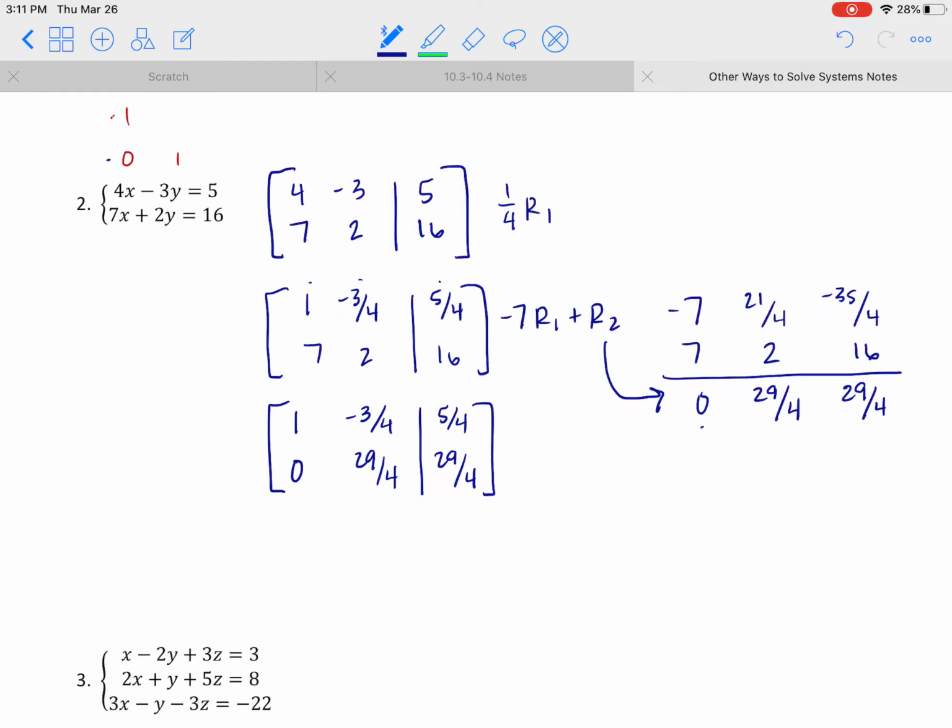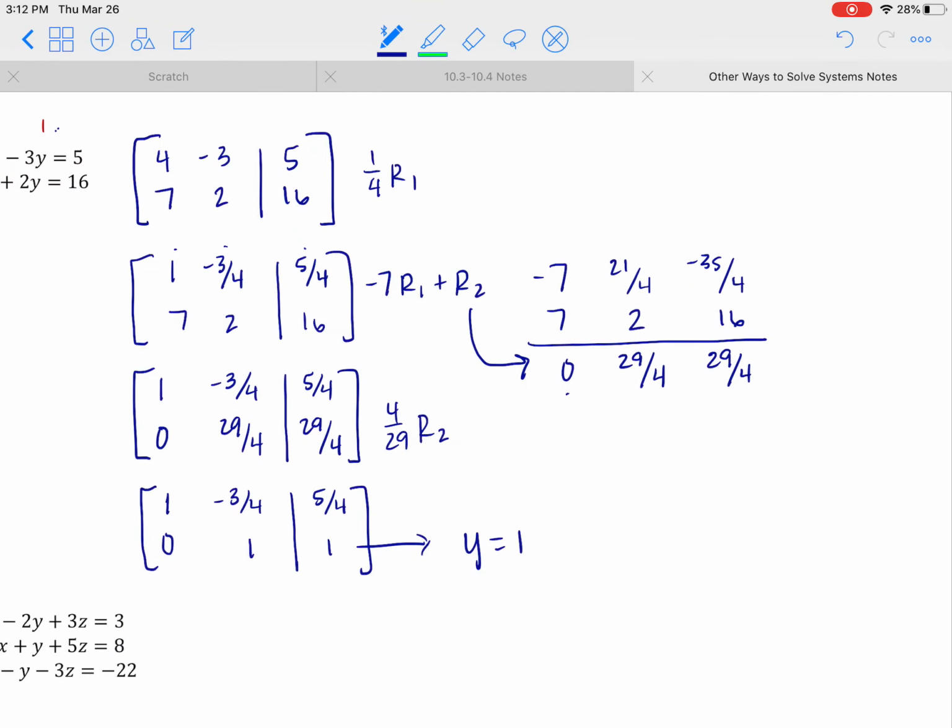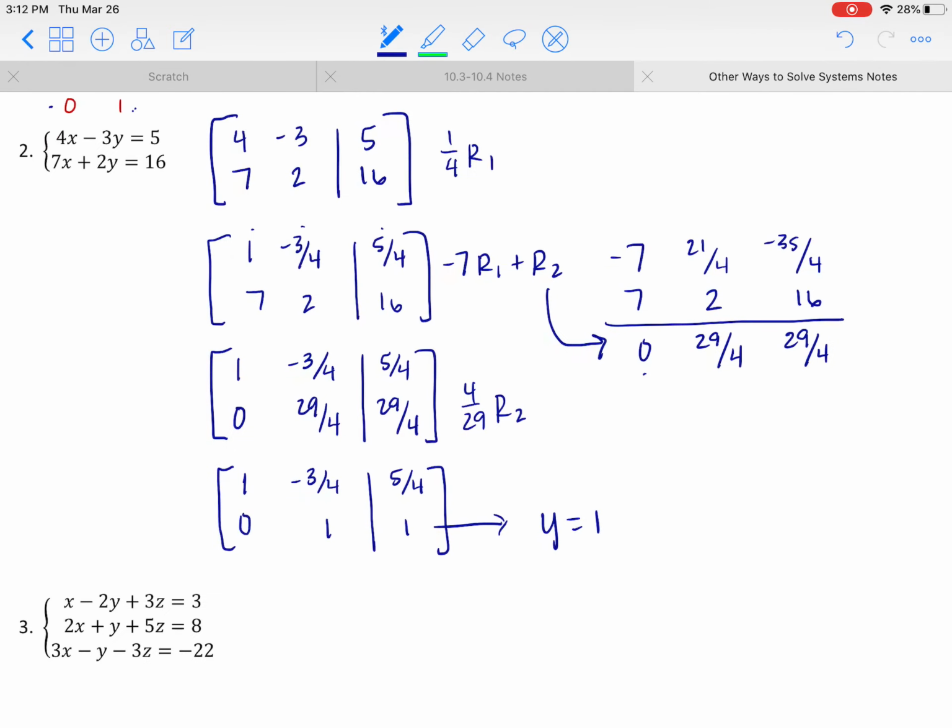Now, hopefully you can see at this step what's happening here, but if we wanted to just practice using our row operations, my last part of the goal would be to get the 1. Well, if I multiplied row 2 by the reciprocal of 29/4, 4/29ths, then again, row 1 wouldn't change. I'd still have 1, -3/4, and 5/4. But row 2, well, 0 times 4/29ths is still 0. But if I multiply here, I get a 1, and here I get a 1. And that shows me the first part of my answer, so I know y has to equal 1.